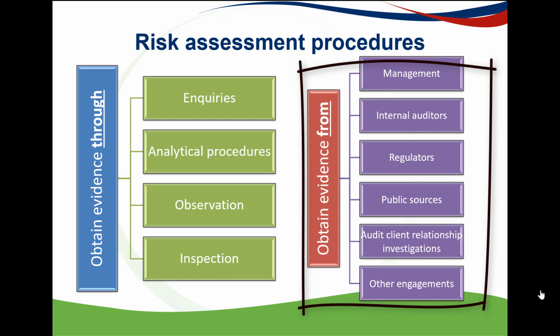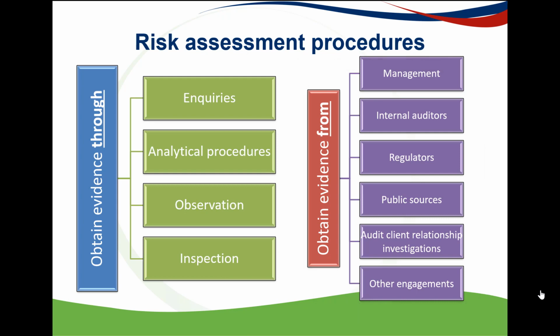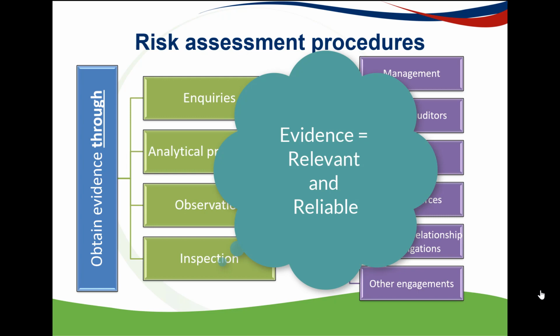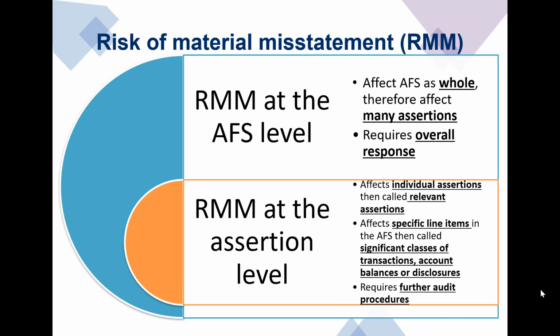And then he can also consider the information obtained when he made his decision to accept an audit client, or maybe if he became aware of information when conducting an audit of another client or from previous experience. It's just always important that the auditor makes sure that the information that he obtains during his risk assessment procedures is relevant and reliable. So let's now have a look at the different levels of risk identification and assessment.